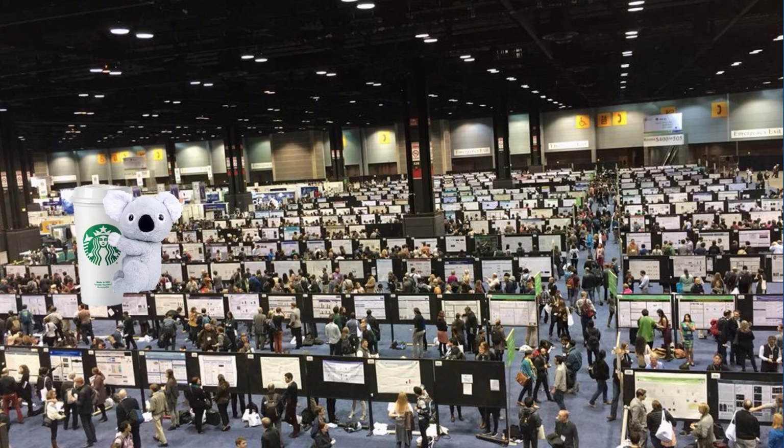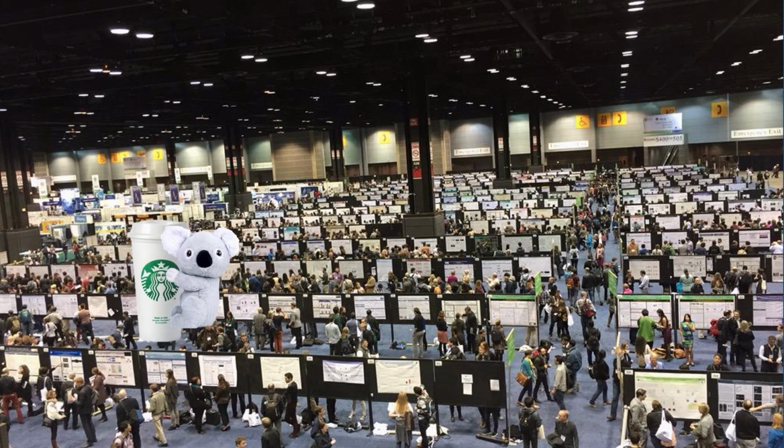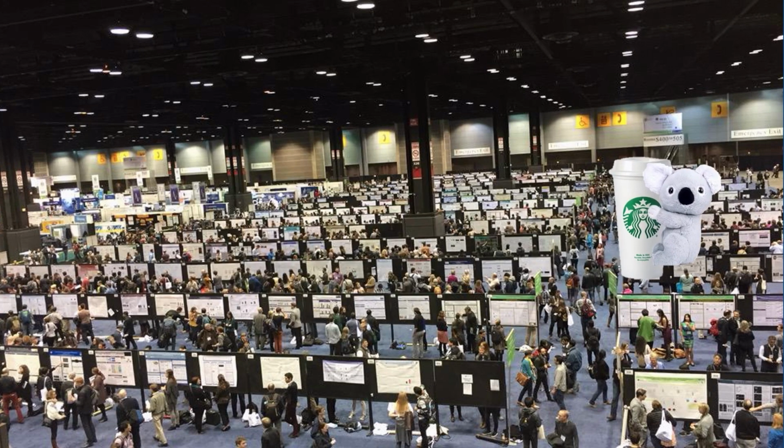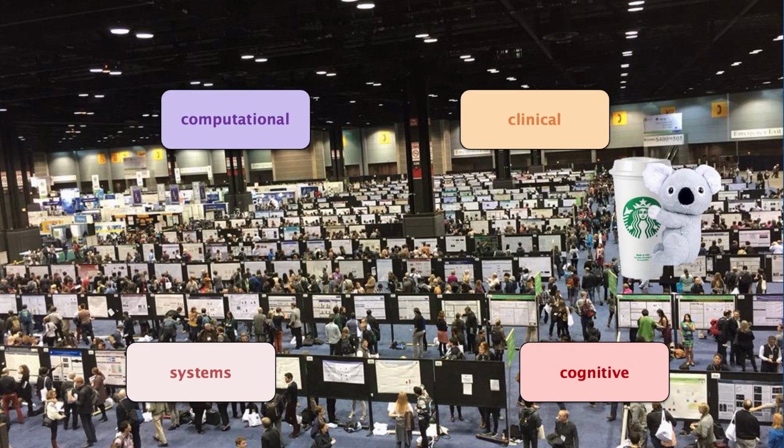I'm walking around the conference, and I'm trying to figure out how I can link these things together. How can I take the cellular-level descriptions and computational descriptions and link them to neuroimaging and the clinical disorder? So here I go, walking around, going through all these different posters. Let's say I see good posters, posters in lots of different areas.